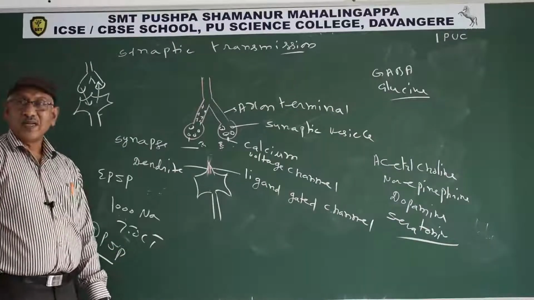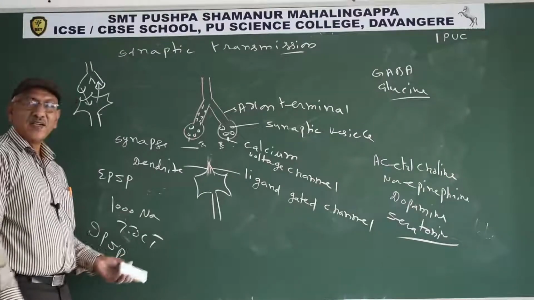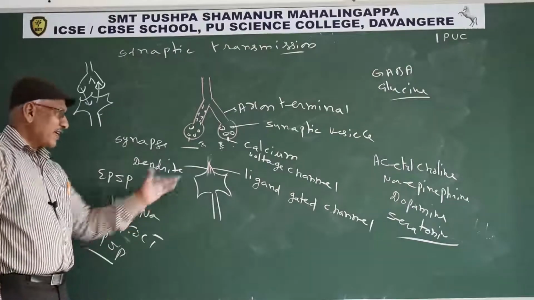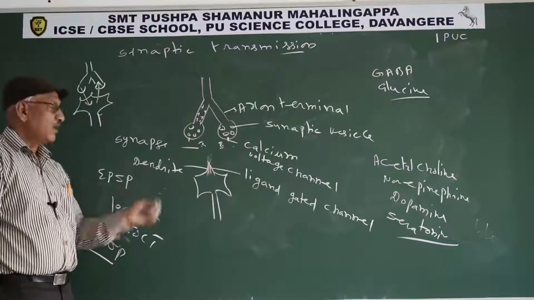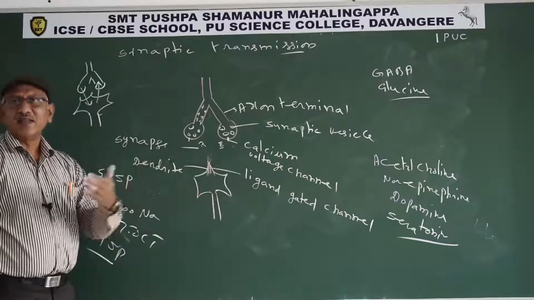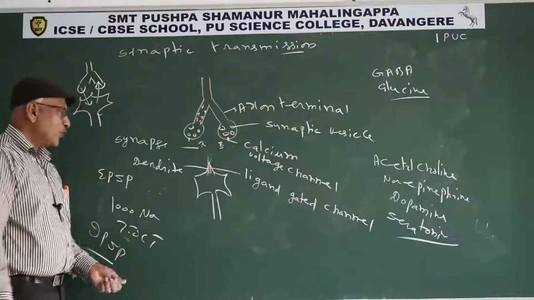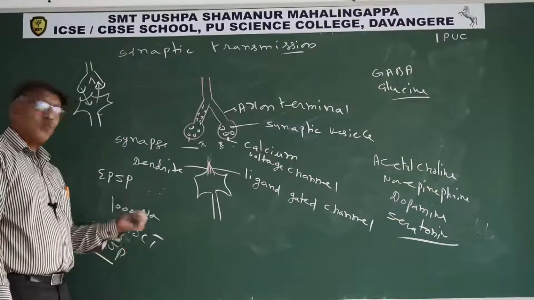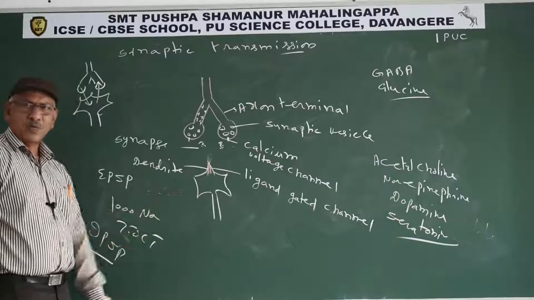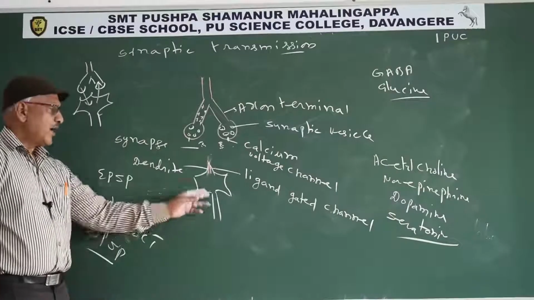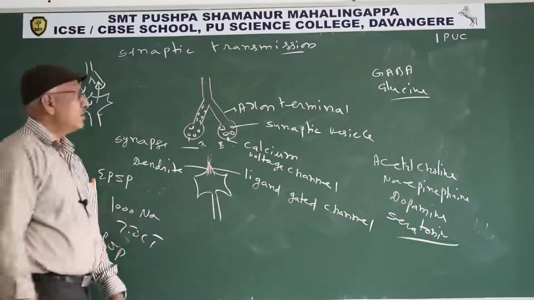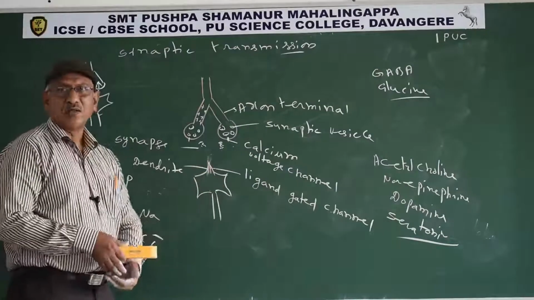So depolarization or repolarization depends upon excitatory postsynaptic potentials and inhibitory postsynaptic potentials. If excitatory postsynaptic potentials exceed inhibitory, the postsynaptic neuron is depolarized and carries the information. If the inhibitory postsynaptic potential, meaning chloride ions, is more than sodium ions, the postsynaptic neuron is hyperpolarized, more negative charge, and it fails to transfer the information to succeeding neurons. So, synaptic transmission.